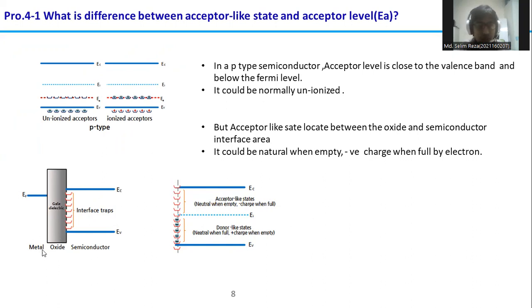This one is found in the metal oxide and semiconductor interface, and this one is found in the intrinsic or extrinsic semiconductor below the Fermi level. And this one is normally ionized, and this one is normally neutral, or when one electron occupies it, it will show the negative charge.